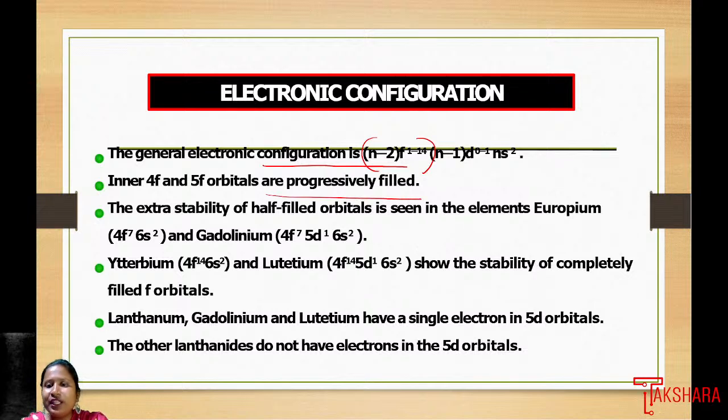So here the 4f and 5f orbitals are progressively filled. Okay? So next, the extra stability of half-filled orbitals is seen in the elements europium, which has the 4f7 6s2 configuration, and gadolinium, which has the configuration 4f7 5d1 6s2.